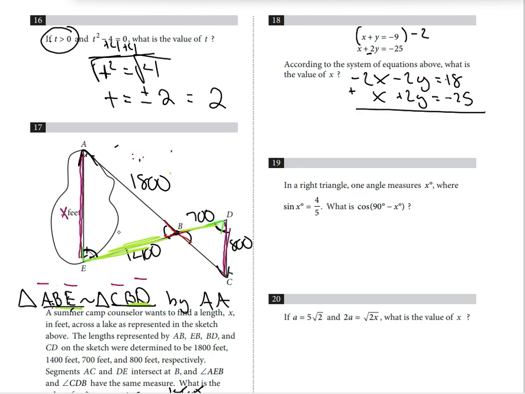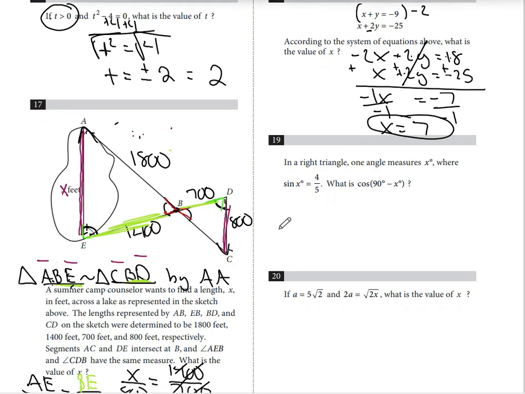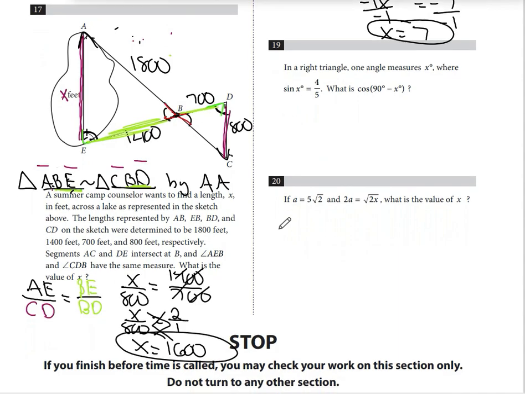Now I can add. So I'll get -1x equals 18 plus -25, which is going to give me -7. So -2y plus 2y, they cancel out. Divide by -1, divide by -1, and we get x equals 7. So our answer here is going to be 7. All right, 2 more problems left. Let's look at number 19.